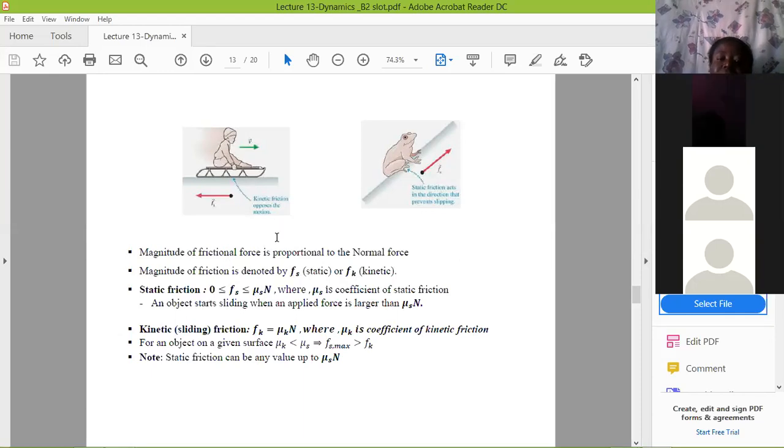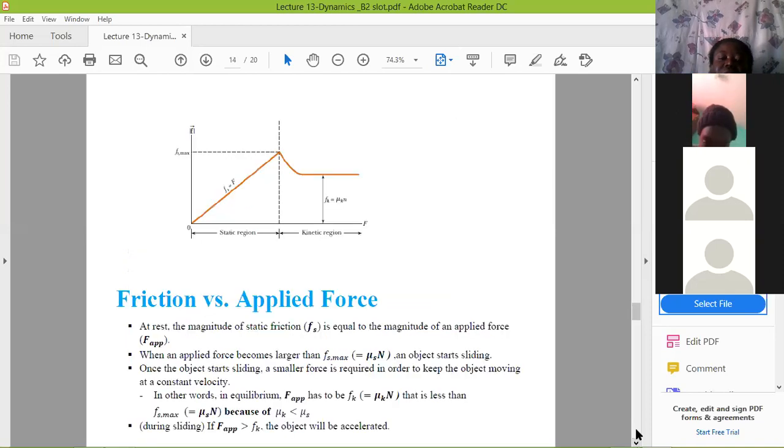So their magnitude: Fs for static, and we have Fk for the kinetic. The static force, as I said, varies and depends on the surface. It can range from 0 up to a maximum of mu s times the normal force. This is what we are talking about.